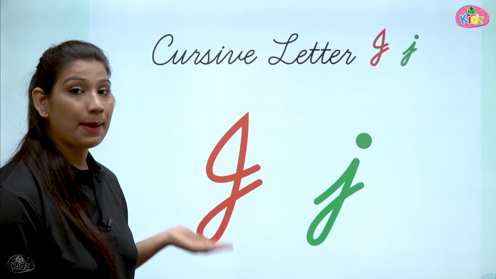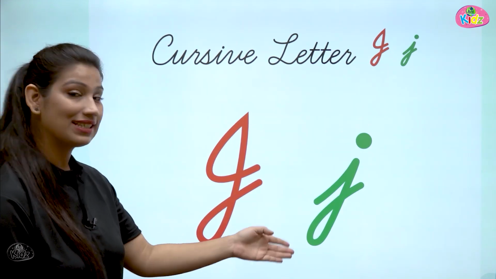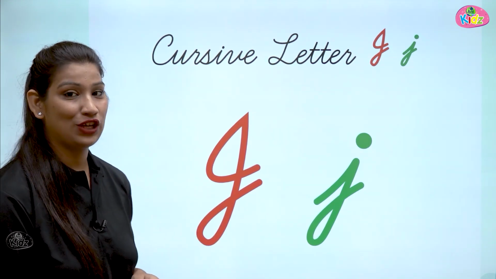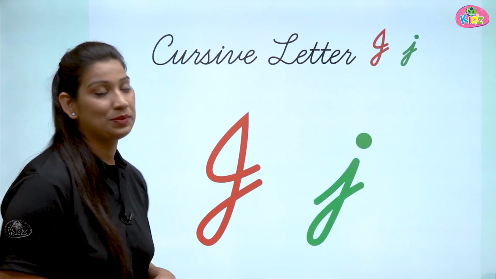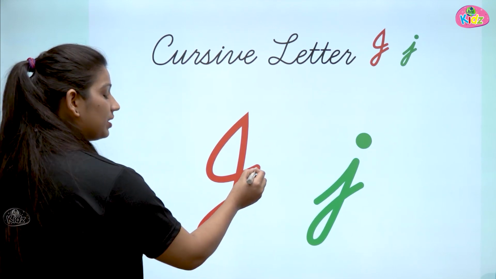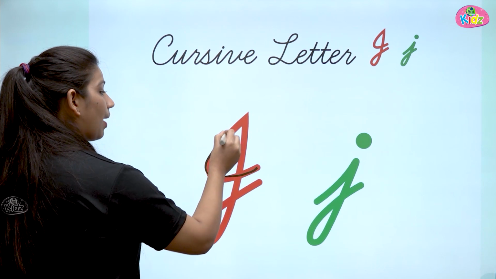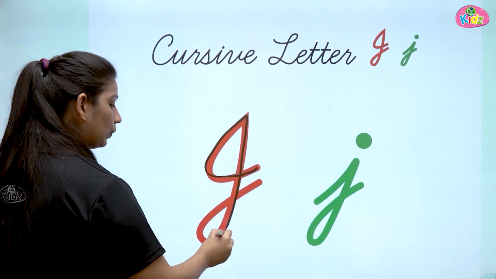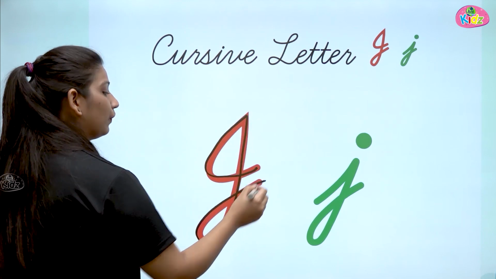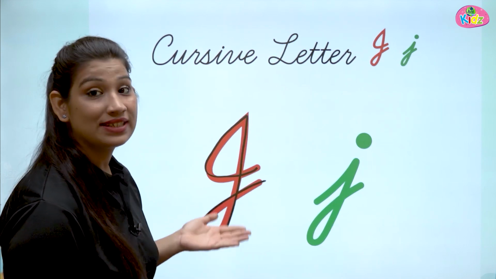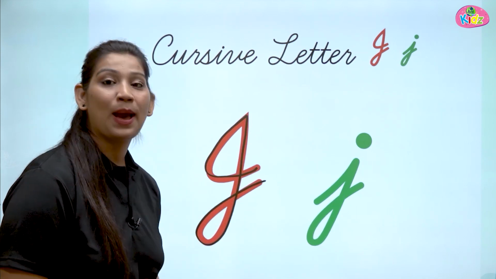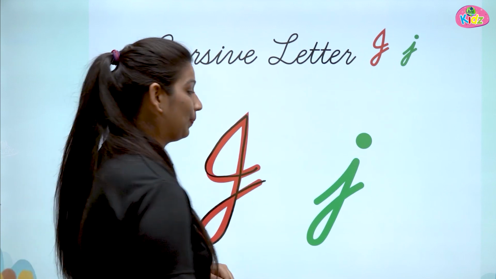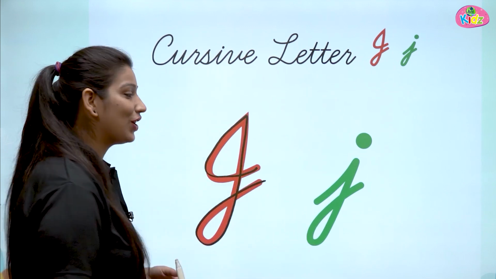This is capital cursive J. This is small cursive J. Let's understand how to make it. Just start from this point. Take it upwards. Now take it downwards and make a curve. This is capital cursive J.